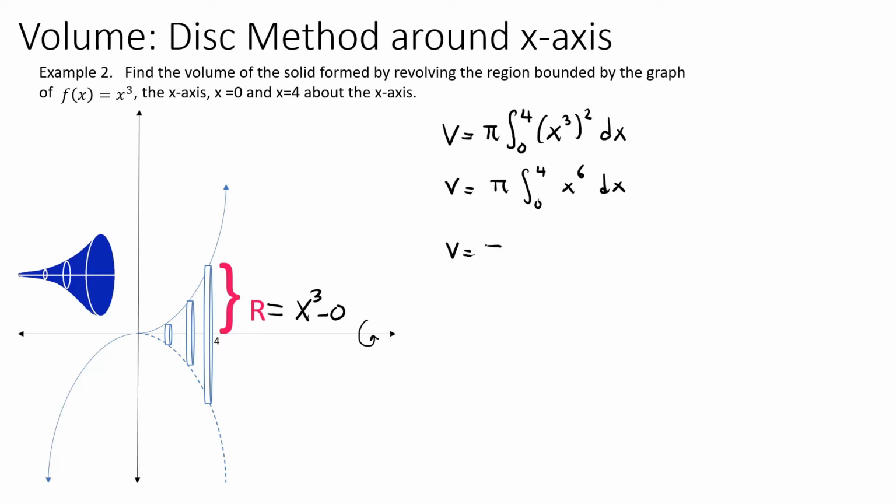And we know the integral of x to the 6 is x to the 7 over 7. And evaluating this from 0 to 4, your answer will come out to be 16,384 times pi over 7.